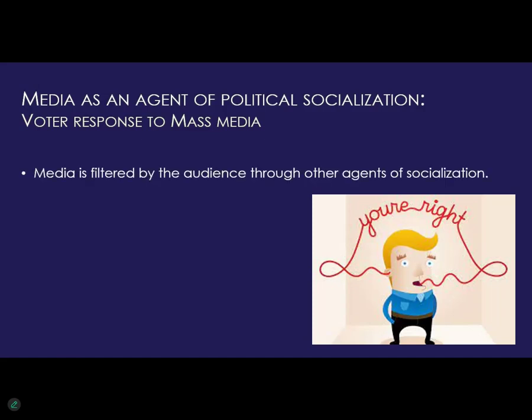Political scientists have taught us that news media is almost always filtered through other agents of socialization. So what we might see on social media or on some internet site, we will take in, but we will also discuss it with our family, our friends, and incorporate it into our personal ideology. So most people are not entirely passive in our consumption of the news.